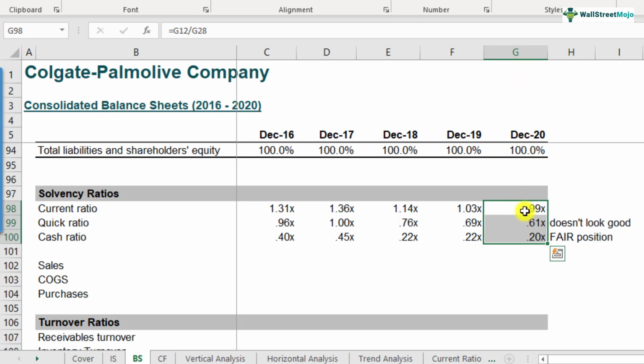And obviously, you cannot just take a single year. If you look at the previous 3 years too, you might find that the trend is deteriorating. So the current ratio decreased from 1.14 to 1.03 to 0.99. So maybe are we looking at 0.9?